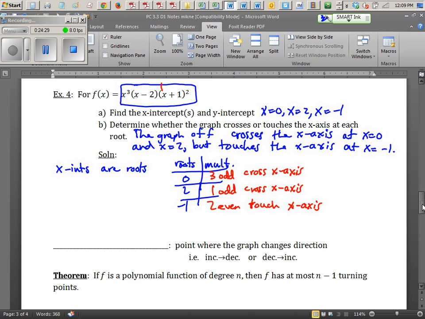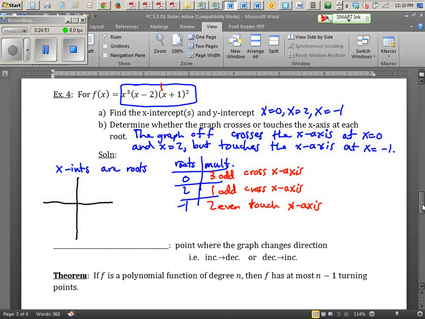Okay, I think I can draw this function. Watch how easy it is to draw this thing. Draw an xy axis, and put the x-intercepts on there. We said that the x-intercepts are 0, 2, and negative 1.